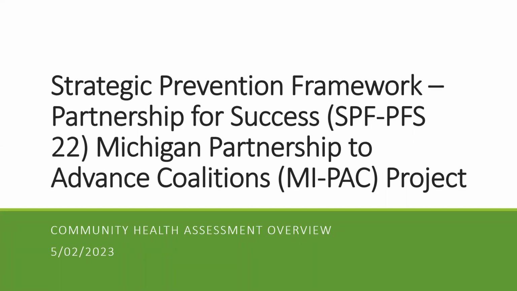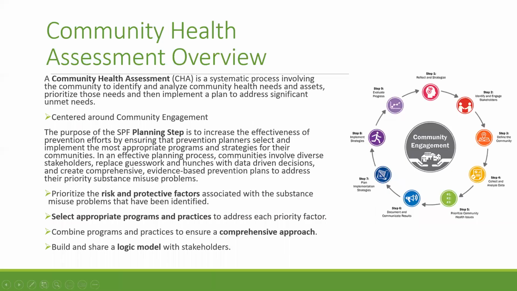So today we're going to be talking about the strategic prevention framework planning step and how it relates to the community health assessment process. So a community health assessment is a systematic process involving the community to identify and analyze community health needs and assets, prioritize those needs, and then implement a plan to address significant unmet needs. A community health assessment is always centered around community engagement at every step.